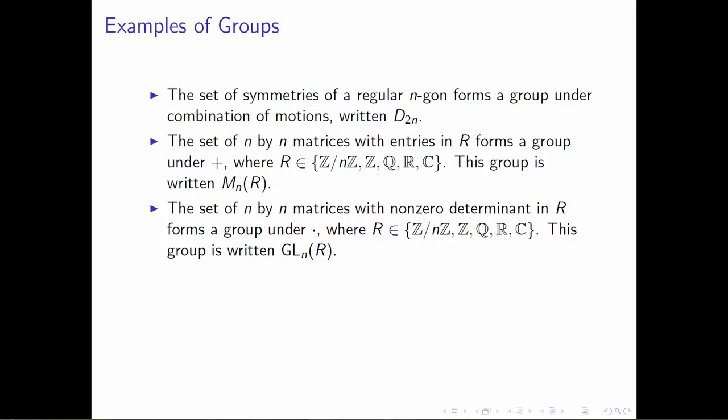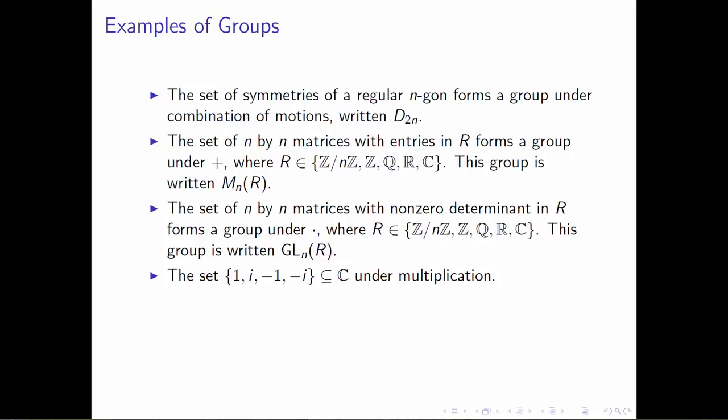So in the case that you're talking just about matrices, not just with a non-zero determinant, but more specifically matrices with determinant 1, where your entries lie in R, then you write SL sub n of R for special linear group. Special because it's super special, the determinant is 1.